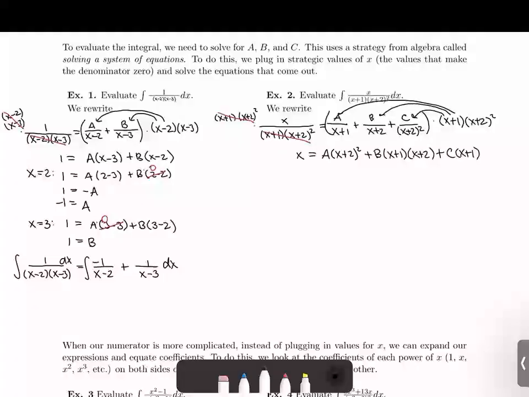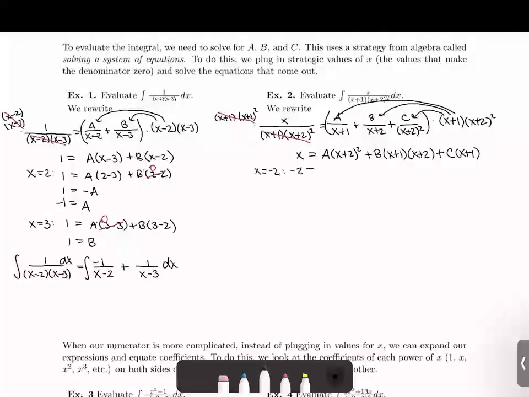Okay, so at this point, we can again plug in those strategic values of x that make that denominator 0. So let's start off by plugging in -2. Whenever we plug in -2, our equation is going to become, now here I want to point out, now we have to plug in x equals -2 on our left-hand side as well, which we didn't have to do for our first example.